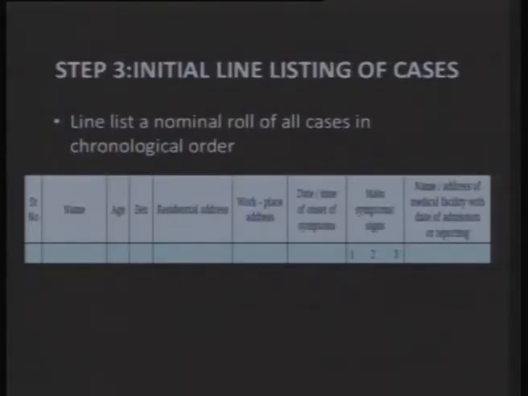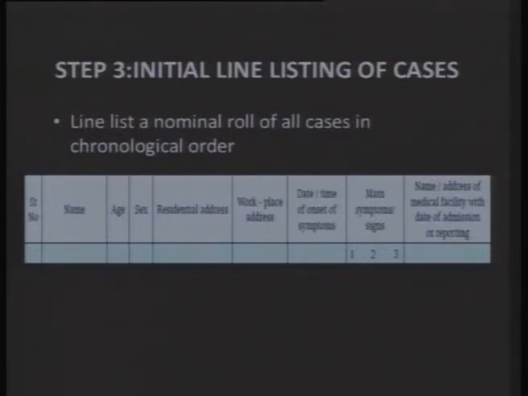The third step is to start making a list of the cases. This is called a line list of cases. In fact, what is advised is a nominal roll of all cases in chronological order. What we note down is the name, the age, the gender, residential address, workplace address. Most important is the date and time of onset of symptoms. This is the chronological component, this column 5, from where you can decide where exactly you are going to place this particular individual. The main symptoms, whether it is vomiting, loose motions, fever, need to be noted down, and the name and address of the medical facility with the date of admission or the date of reporting. So this will be a systematic way of recording all the cases, which will help you in diagnosing what kind of disease you are dealing with.